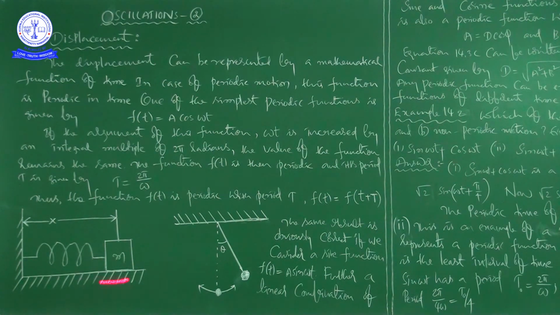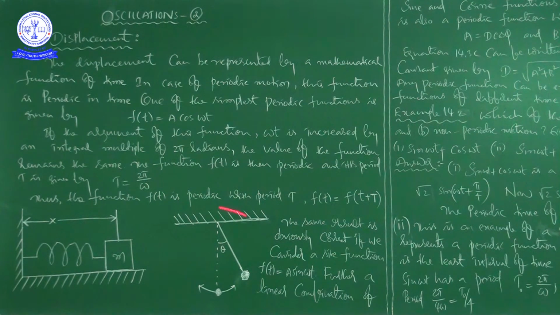Suppose you see this block attached to a spring, the other end of which is fixed to a rigid wall, and the block moves on a frictionless surface. The motion of the block can be described in terms of its distance or displacement x from the wall. This is what you can measure from the wall.